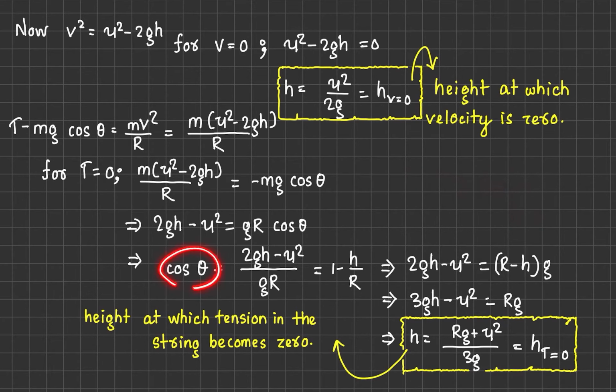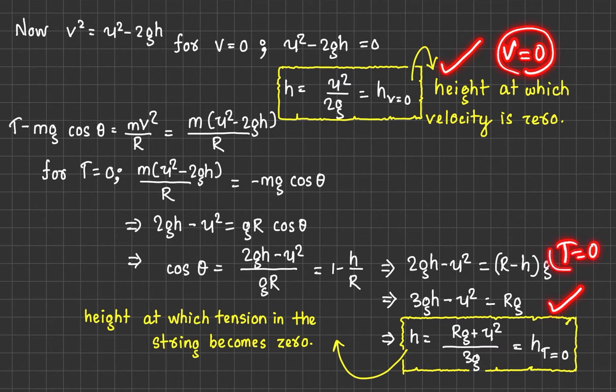So if we put the value of cos theta as 1 minus h by r, we get the expression for height h equals rg plus u square by 3g. Now this gives us the height at which tension will be 0. So at this height tension will be 0, and we denote it as h at T equals 0. So we get two values of height. The first one where velocity becomes 0, and the second one where tension becomes 0.